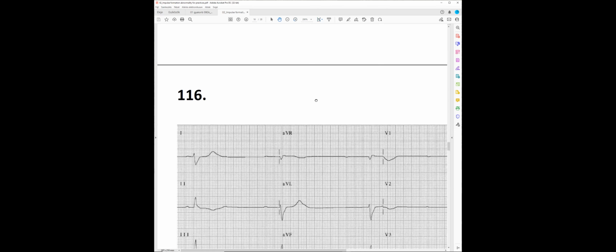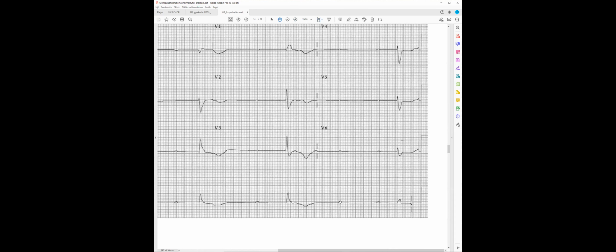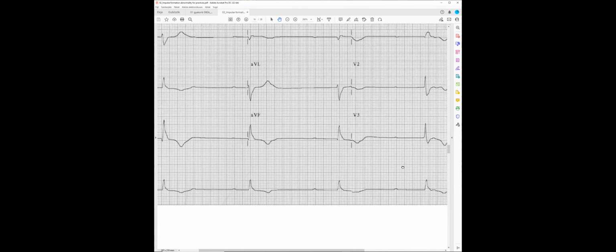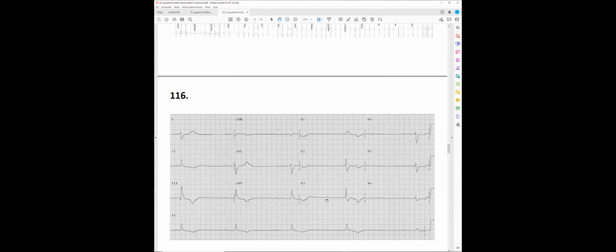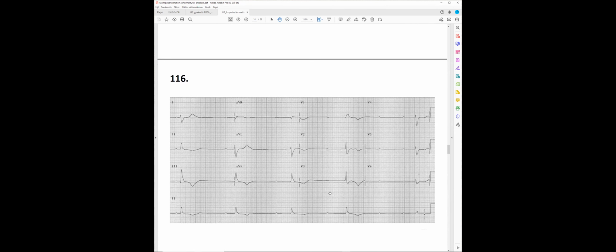Okay. Yes, I can. Okay, so we do have P waves, and the rate is 1, 2, 3, 4, 5, 60. So we do have an atrial rate of 60. However, none of the P waves is conducted to the ventricle. This is why we have a 3rd degree AV block.